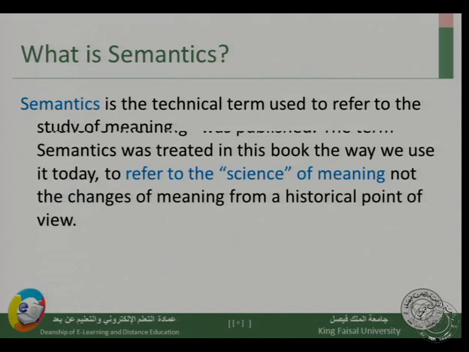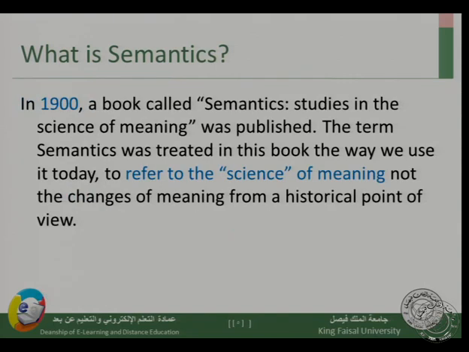In 1900, this is when the term semantics began to be used in the same way as we use it today. So in a book called Semantics Studies in the Science of Meaning, the term has been used as we use it today, to refer to the science of meaning, and not the changes of meaning from a historical point of view, not the development of meaning by looking at the historical development. No, just the science of meaning. It's the same way that we use it today.